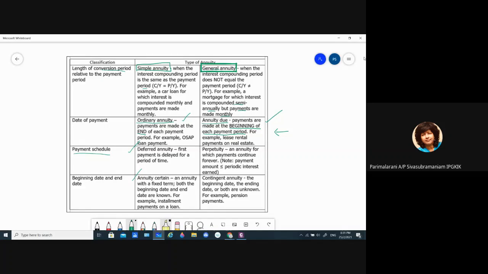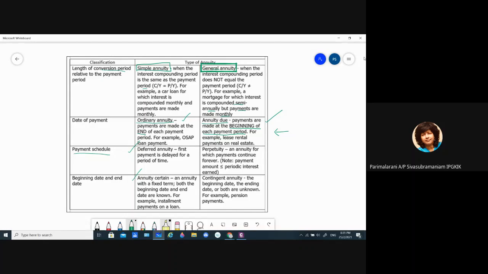Ordinary annuity and annuity due, we always compare these two together. When you make the payment at the end of every term, at the end of every period, whether it's monthly or yearly, it is ordinary annuity. If you make the payment at the beginning of the period, it is annuity due. You can understand that, right?